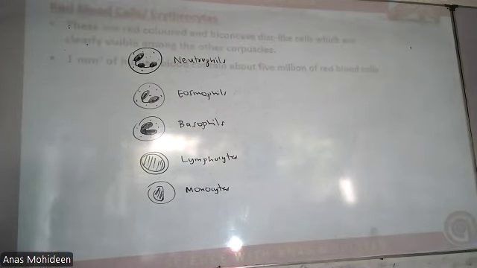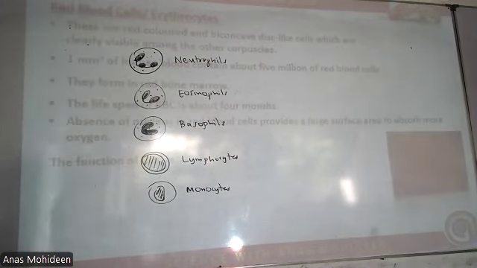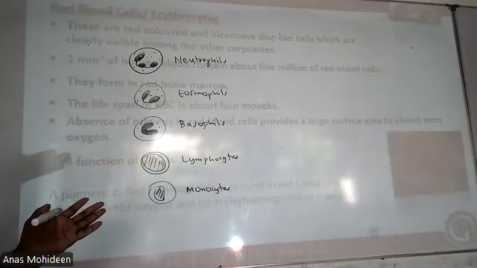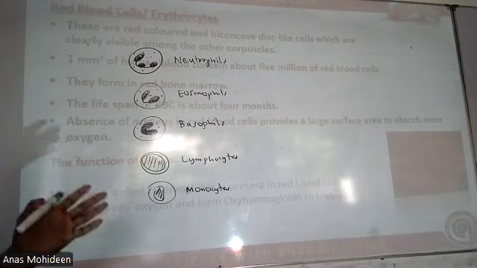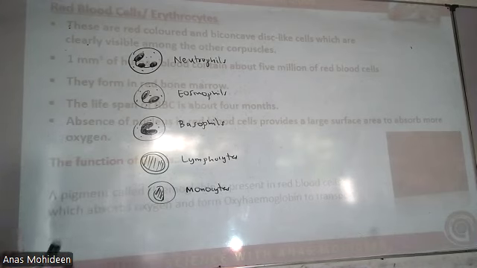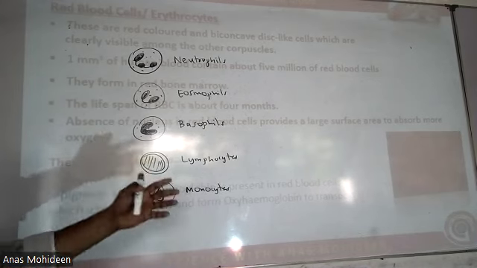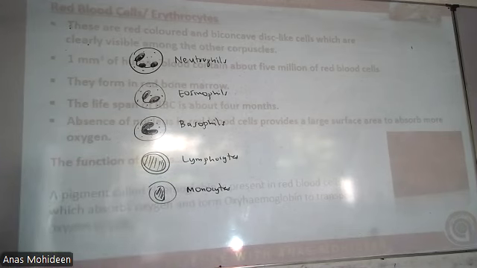About the red blood cells, we already discussed. They have about a 4 months lifespan, and they are produced in red bone marrow. As for the function, they contain a pigment called hemoglobin. This hemoglobin transfers oxygen, making oxyhemoglobin. We discussed that, right?